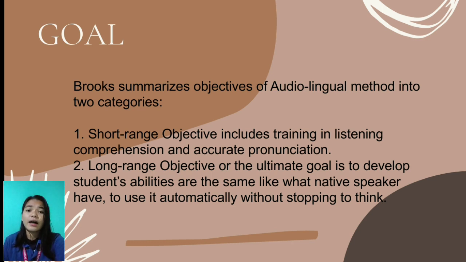Brooks stated that these immediate objectives imply three others. First, control of the structures of sound, form, and order in the new language. Second, acquaintance with vocabulary items that bring content into these structures. And third is the meaning, in terms of the significance these verbal symbols have for those who speak the language natively.